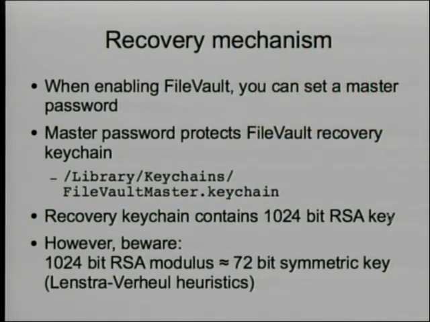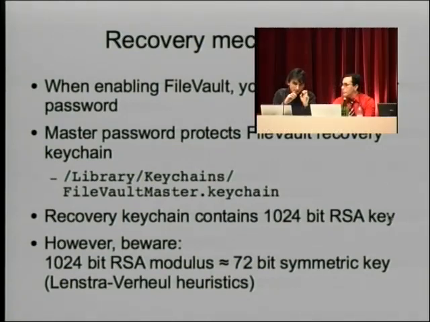When you enable FileVault, you basically have to set a master password. This master password, in turn, protects a keychain that is in your library keychains directory. And this recovery keychain, it's called, contains one certificate and one private key. And this private key is a 1024-bit RSA key. By having this key, you can decrypt another struct in the metadata that also contains the blob where the encryption password and the HMAC password for decrypting the real data that's in your FileVault images is contained.